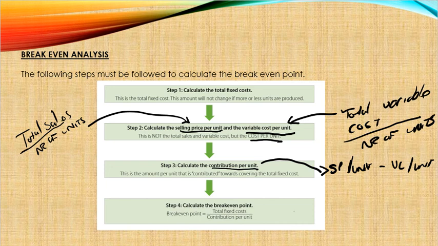So make sure that you know how to do a break-even analysis. There's a lot of other calculations that you have to do beforehand. So a lot of students make the mistake of working out the contribution wrong, and then it all goes downhill from there. So step 2 is very important here. Make sure you know where to identify those amounts and how to calculate them.